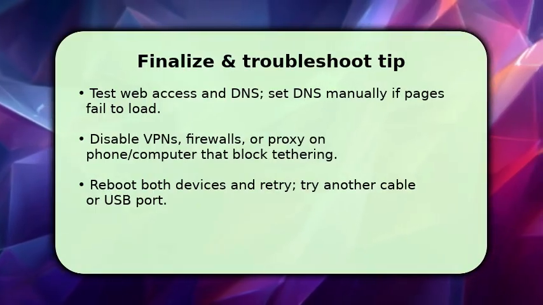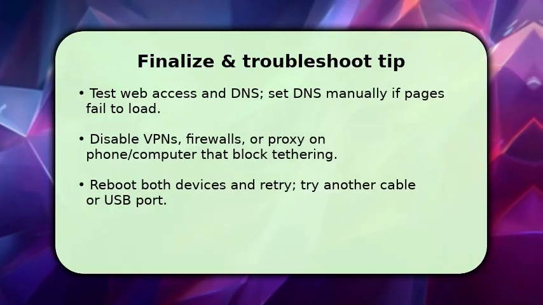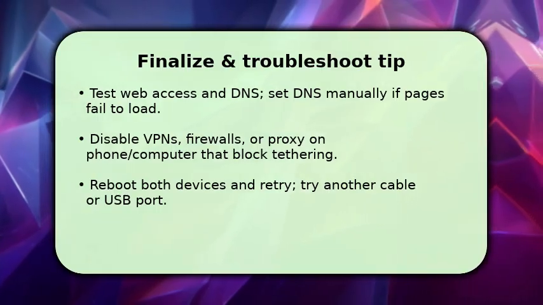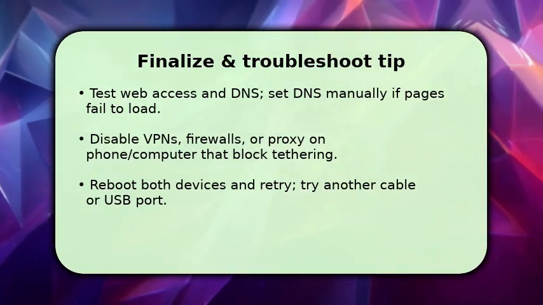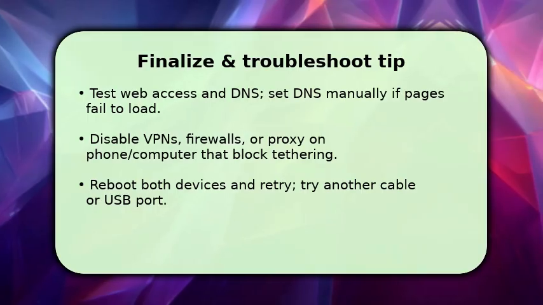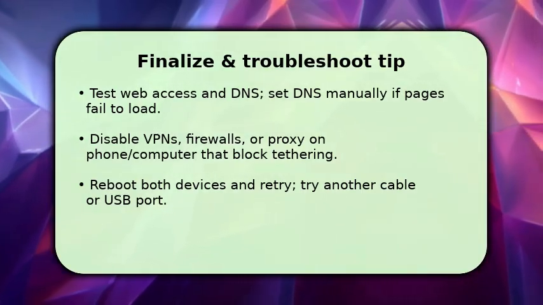If ping works but browsing fails, change the computer DNS to 8.8.8.8 or 1.1.1.1. Make sure any VPN or firewall on either device is disabled for the test because those commonly block tethered traffic. If the connection still fails, reboot phone and computer, swap the USB cable or port, and re-enable tethering.